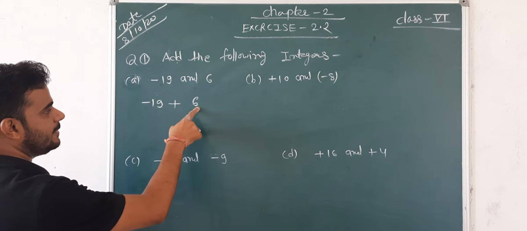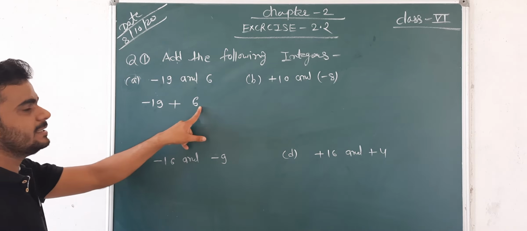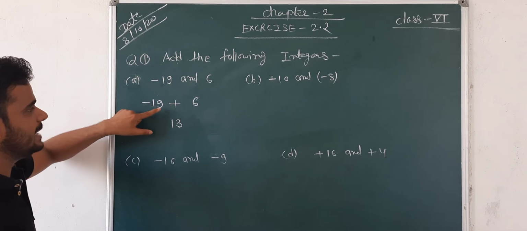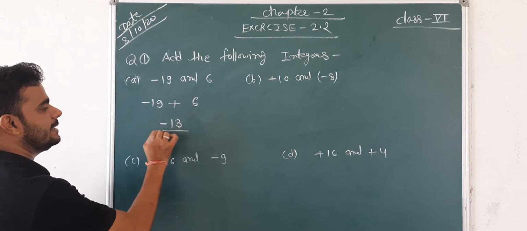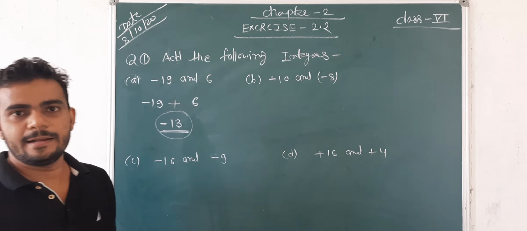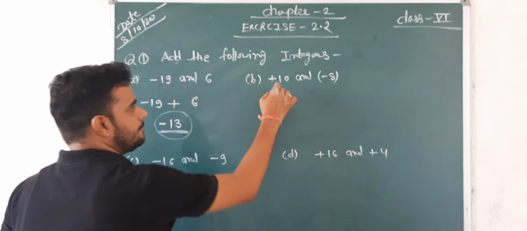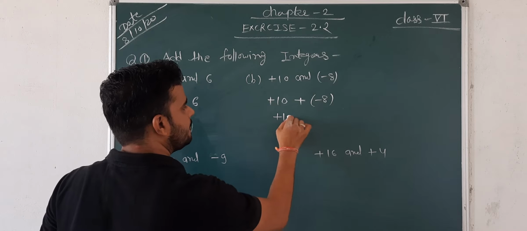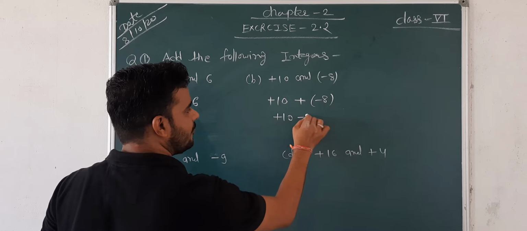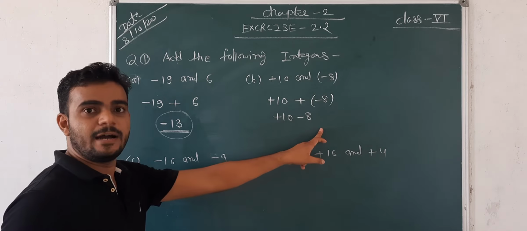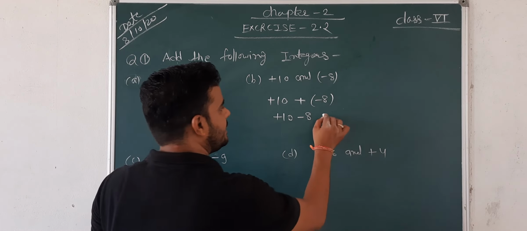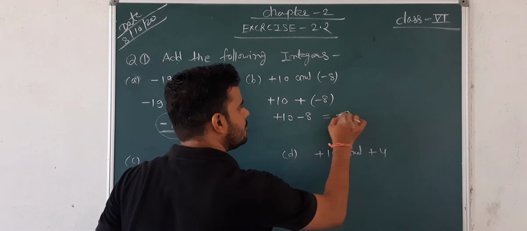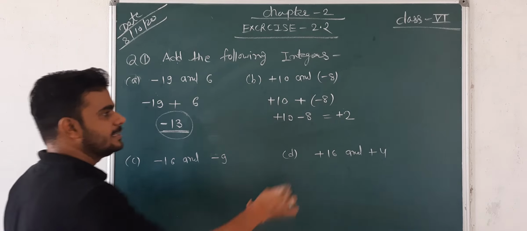If one is negative and one is positive, then we will subtract both of these. 19 minus 6, then the result is 13. But the negative number is more, it means 19 is more than 6, so the symbol is negative. This is your answer. Okay, any doubt? Next, B: positive 10 and add minus 8. Positive and negative, one positive and one negative, again we have to subtract, 10 minus 8, then 2. Now the positive is more than the negative number, 10 is more than 8, so the symbol is positive. Okay, this is your answer.